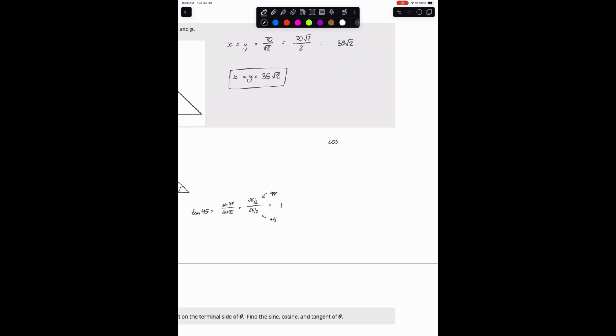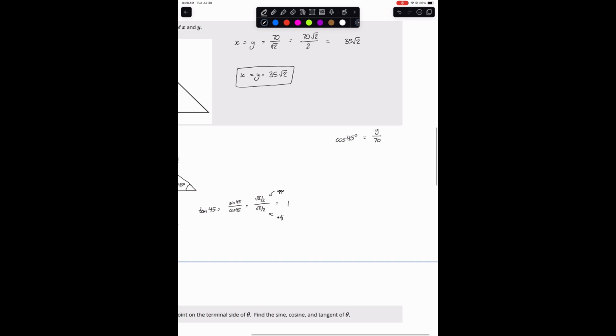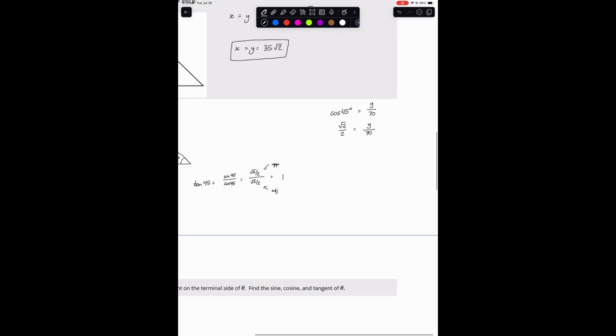Cosine of 45 degrees is adjacent over hypotenuse, so y equals 70, right? So adjacent over hypotenuse. Cosine of 45 degrees is root 2 over 2. And then you solve for the other one. 70, you solve for y, so 70 root 2 over 2 is equal to 35 root 2, which is y.